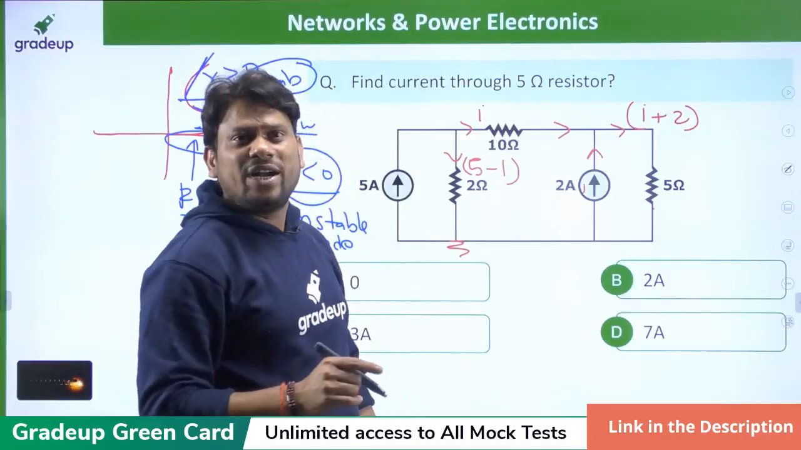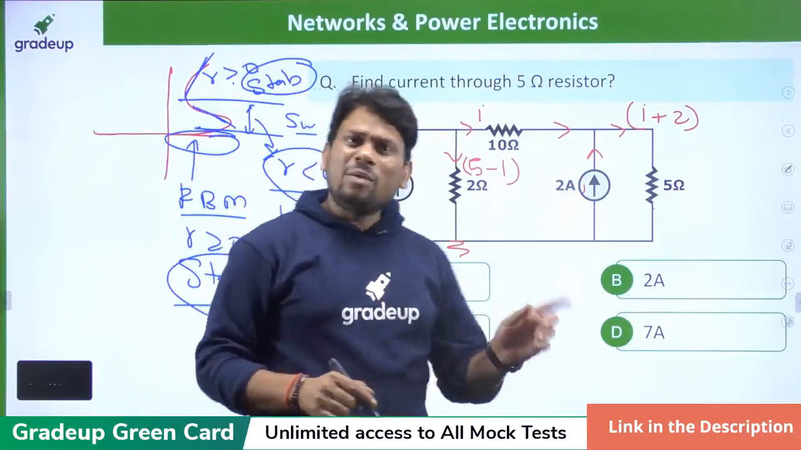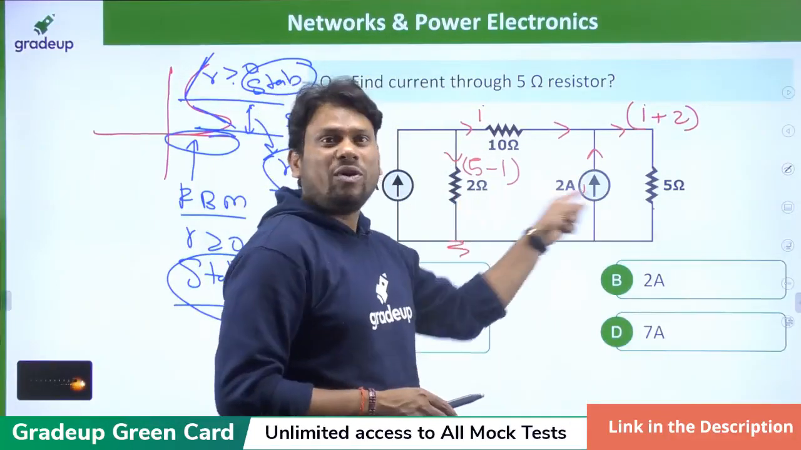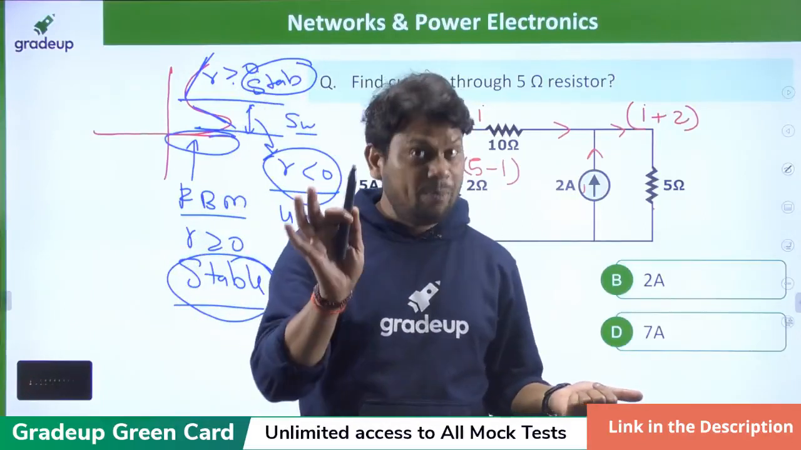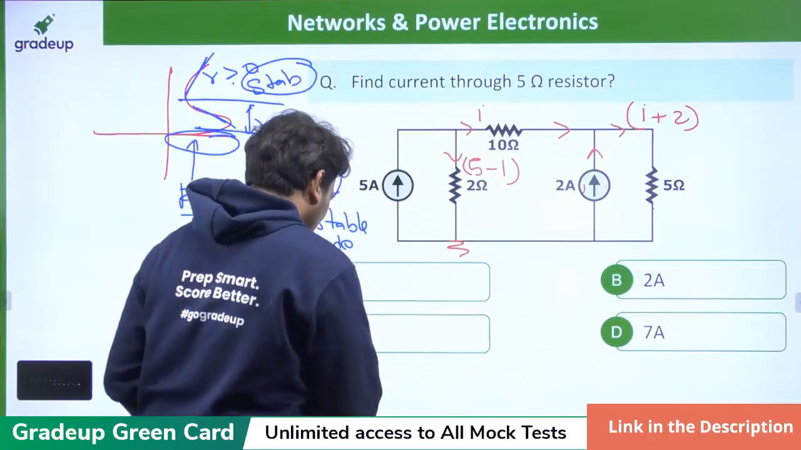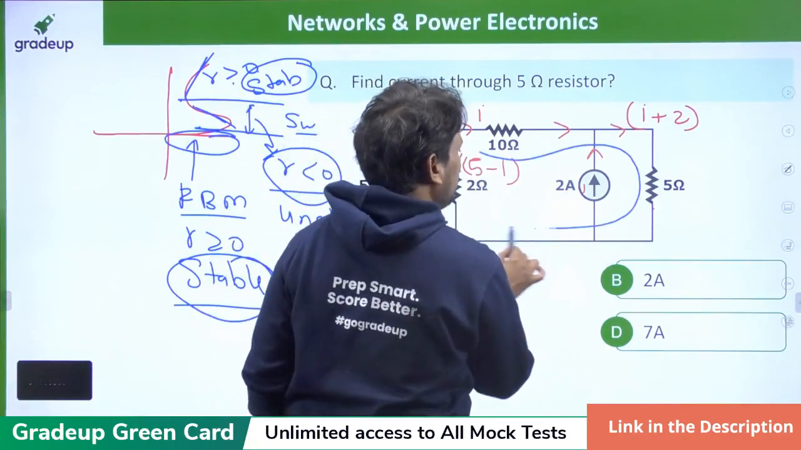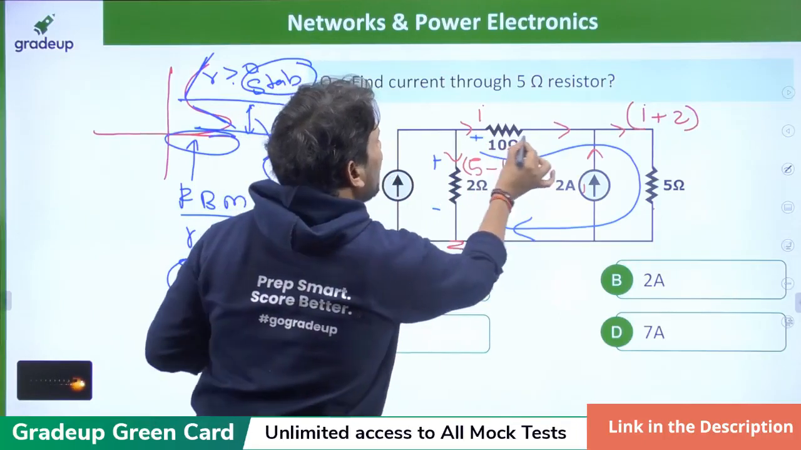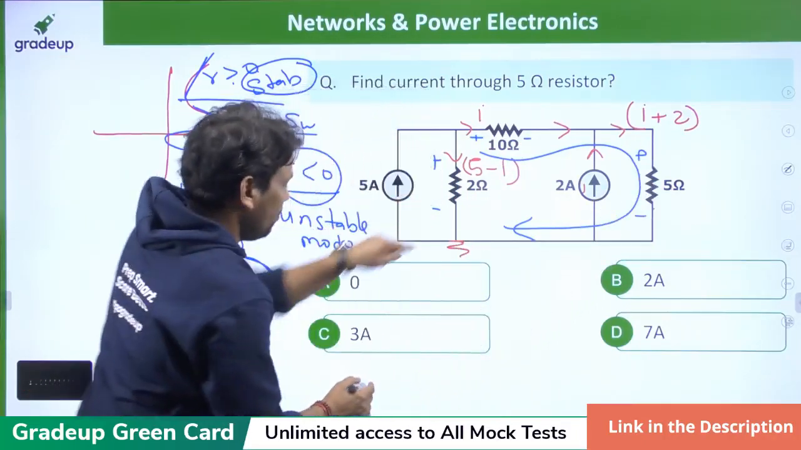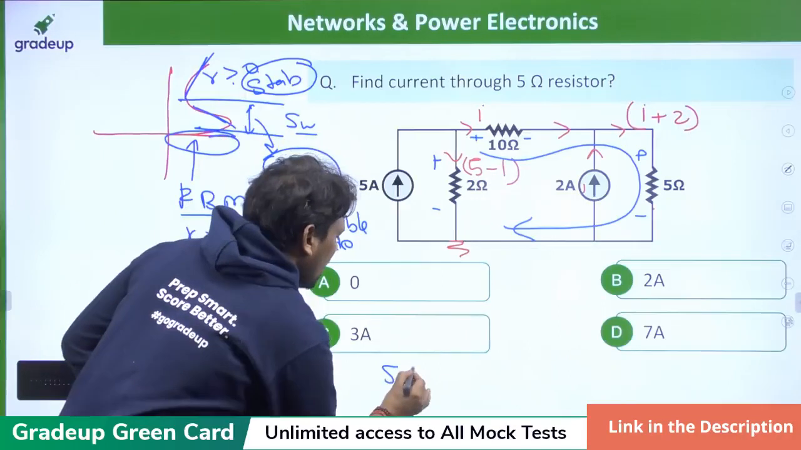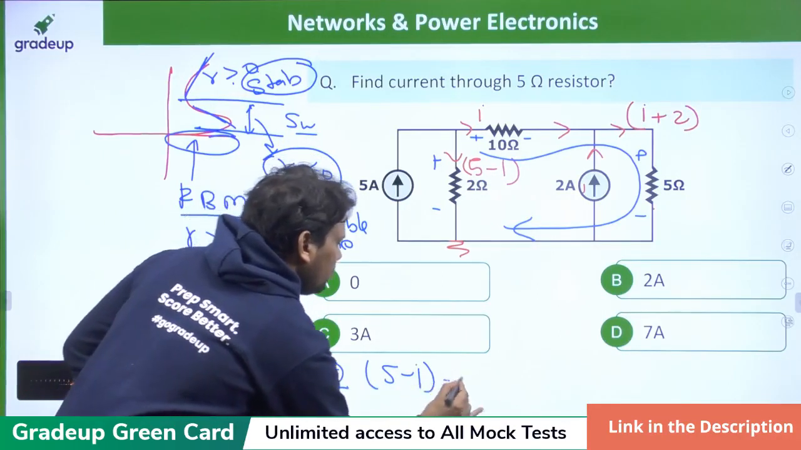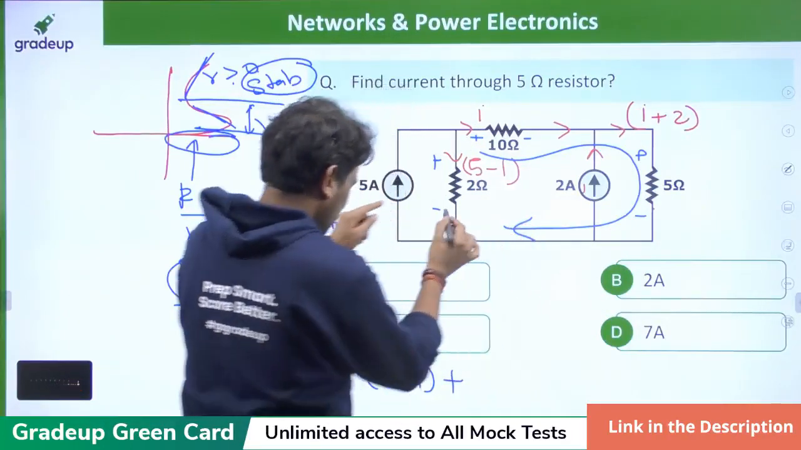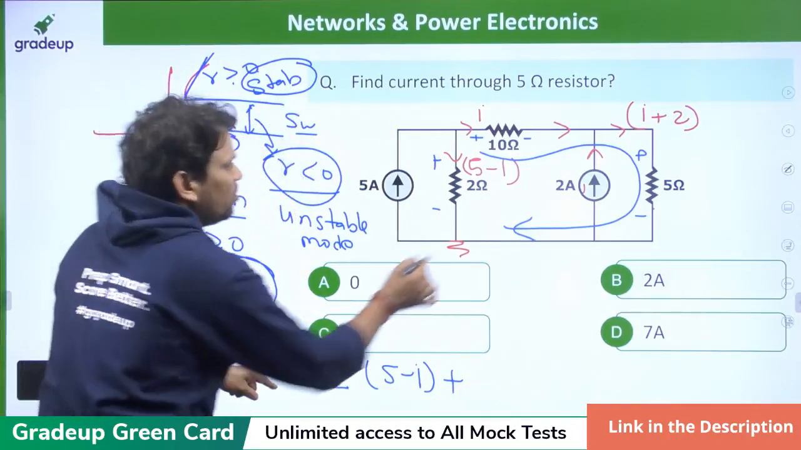As I told you, never apply KVL in the mesh or loop that is closed by a current source. So, ignore that type of mesh or loop if possible. Now we are going to apply KVL in the outer loop. Now somebody tell me the equation. Current flows from higher to lower potential. So plus (5 minus I) into 2 in that way. Okay, so this is the direction we are going to consider, so I'm going to write a minus sign here.